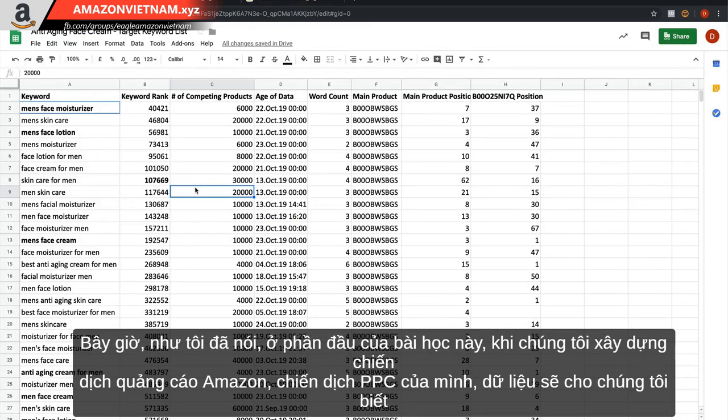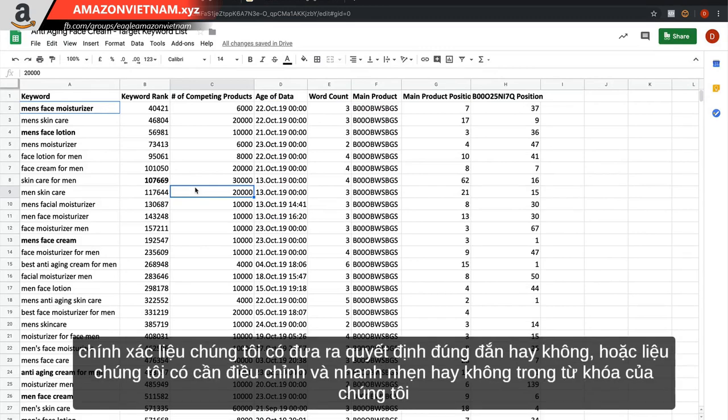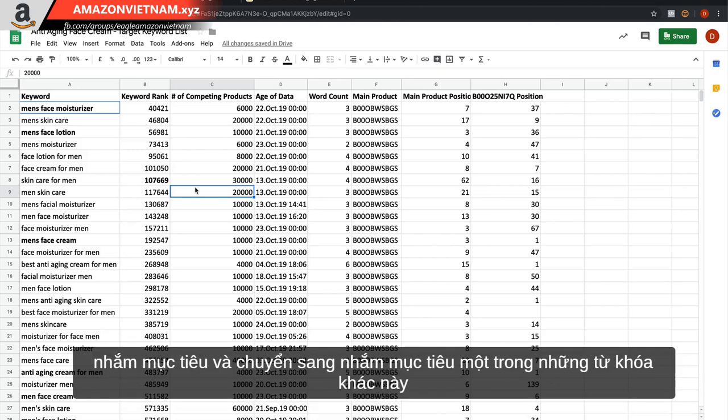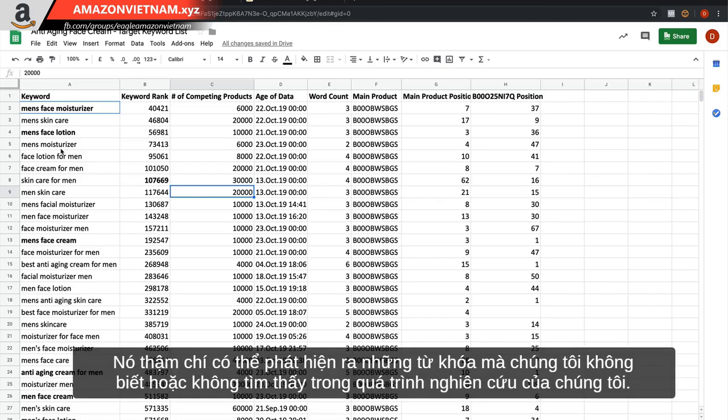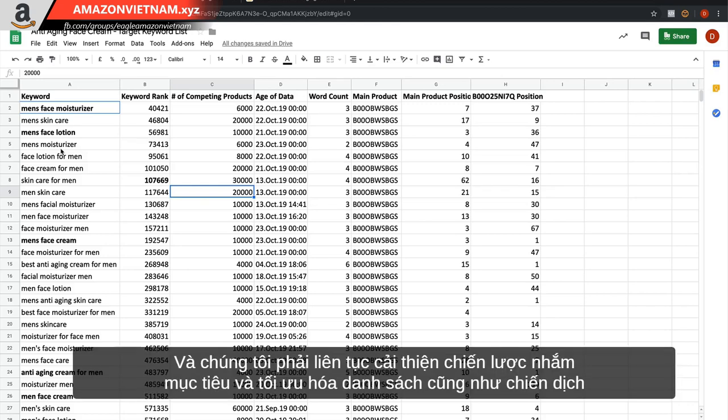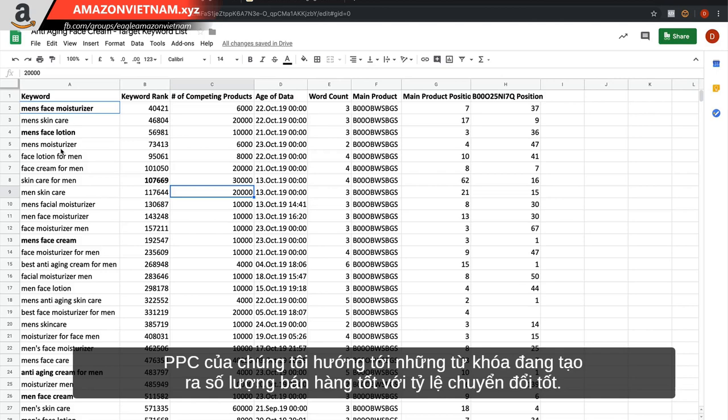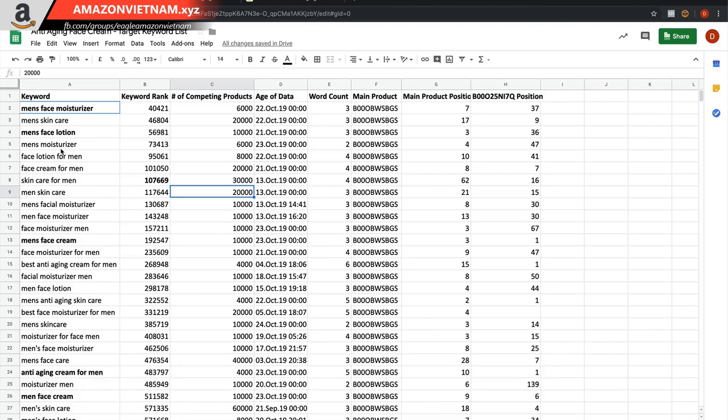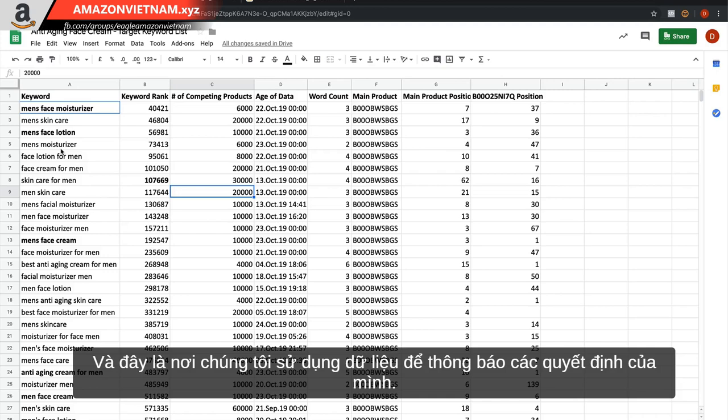Now, as I said at the beginning of this lesson, as we build out our Amazon advertising campaign, our PPC campaign, the data will tell us exactly whether we made the right decision or not, or whether we need to adjust and be agile in our keyword targeting and move towards targeting one of these other keywords. It may even uncover keywords that we are not aware of or haven't found through our research process, and we have to continuously improve our targeting strategy and optimize our listing and our PPC campaign towards the keywords that are generating a good amount of sales with a good conversion rate. And this is where we use the data to inform our decisions.